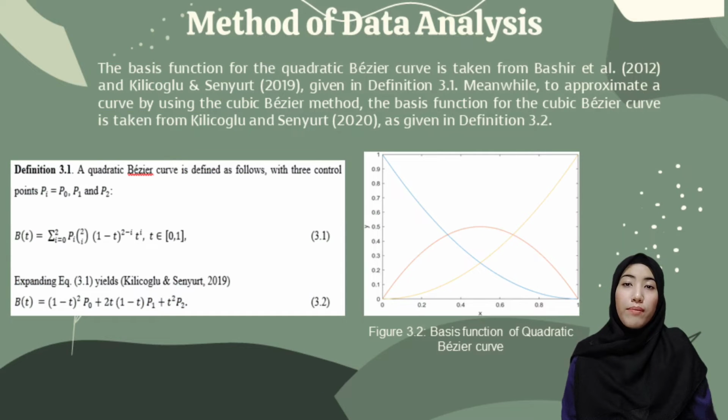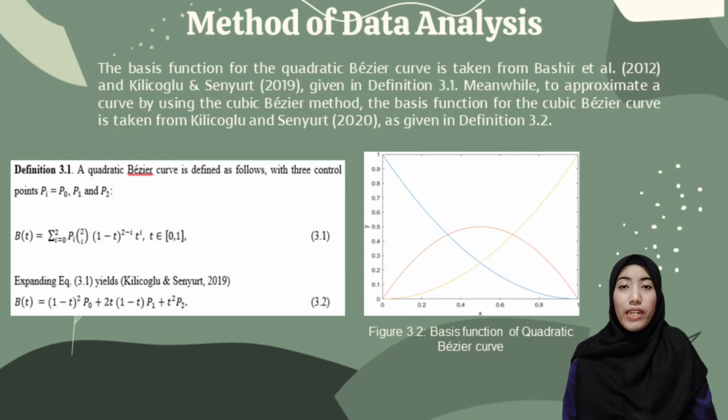In section 3.2, we can see the method of data analysis. The basis function for the quadratic Bezier curve is taken from Bezier et al. 2012 and Kilichoglu and Sanyut 2019, given in Definition 3.1. Meanwhile, to approximate a curve by using the cubic Bezier method, the basis function for the cubic Bezier curve is taken from Kilichoglu and Sanyut 2020, as given in Definition 3.2.